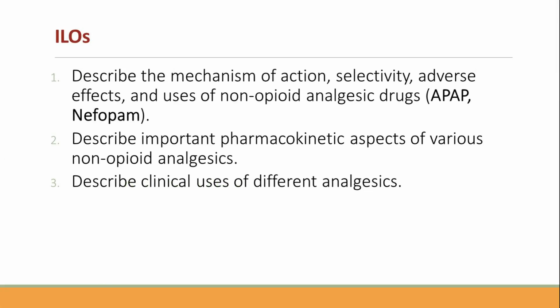The learning objectives are shown. By the end of this lecture, you should be able to explain how non-opioid analgesics work, including their mechanism of action and receptor selectivity. We will examine their pharmacokinetic profiles, enabling you to appreciate why certain agents are preferred in particular clinical settings. Additionally, we will review their therapeutic uses, adverse effects, and the principles behind managing toxicity, particularly acetaminophen overdose.